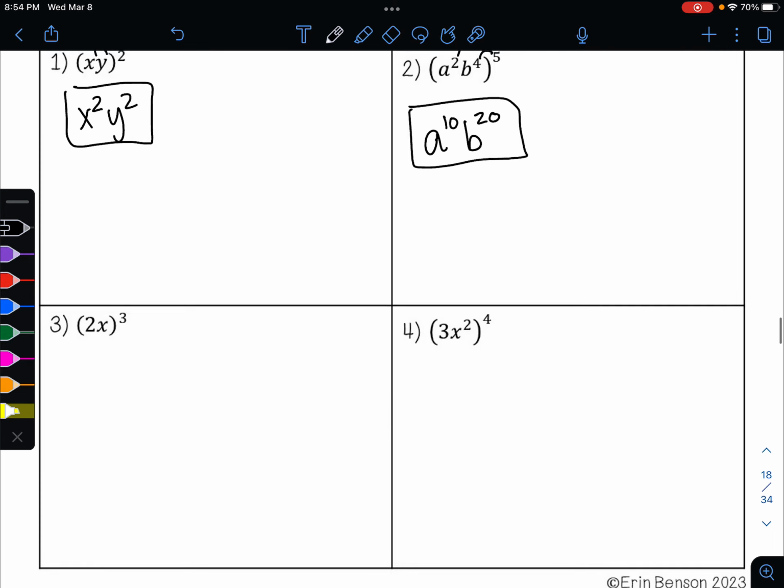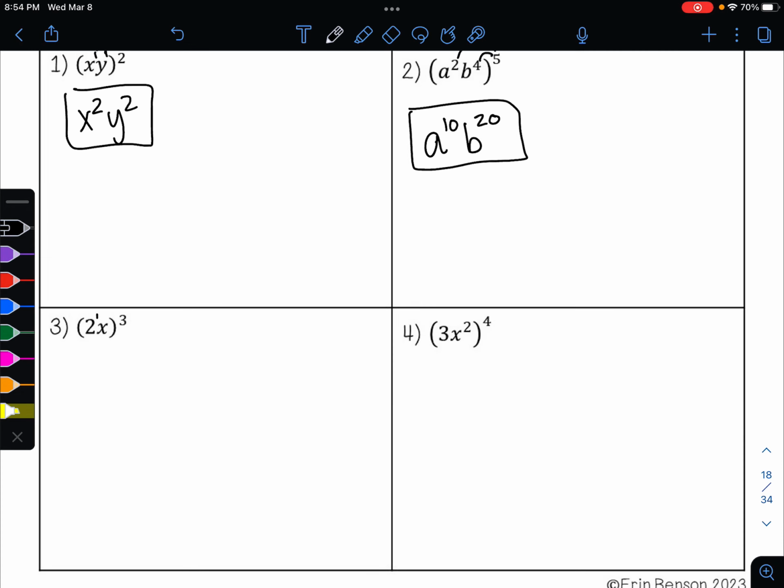If we look at example 3, this 2 has an invisible exponent of 1, and this x has an invisible exponent of 1. So I'm going to have 2 to the third and x to the third. For this part right here, this is a number as a base raised to an exponent. I can calculate that in my calculator. 2 raised to the power of 3 is 8. So this will simplify to 8x cubed.